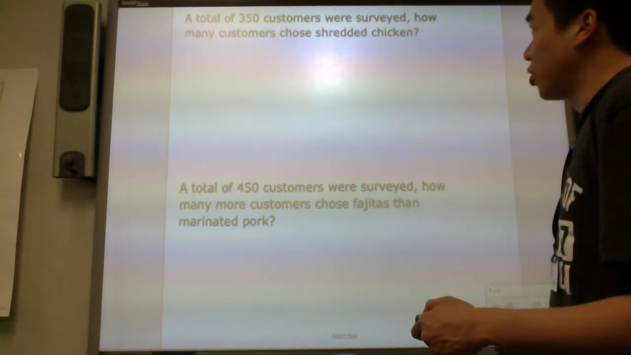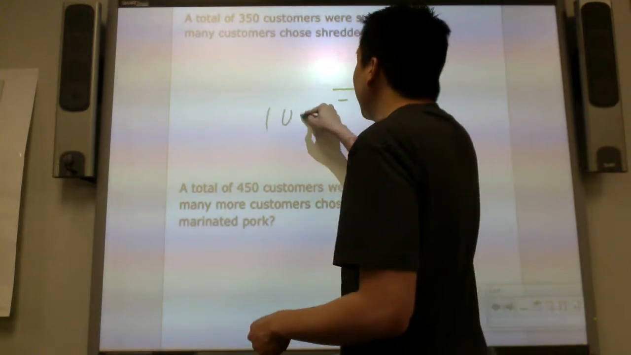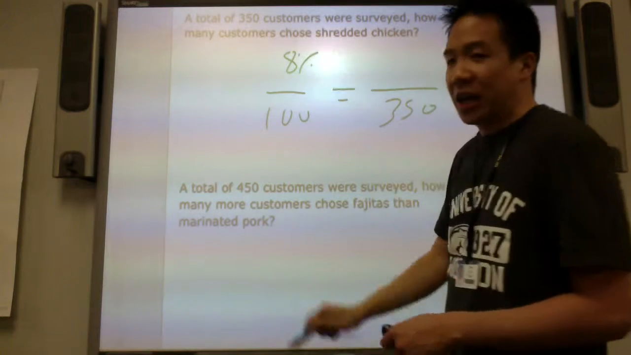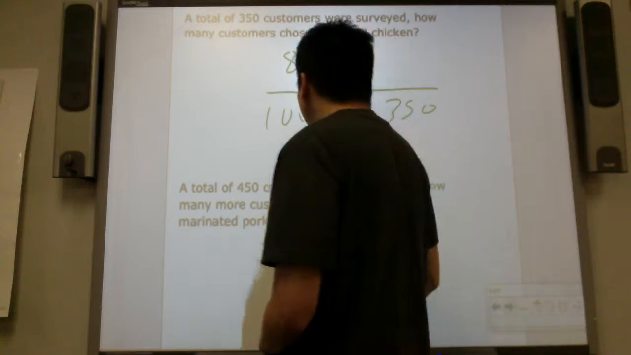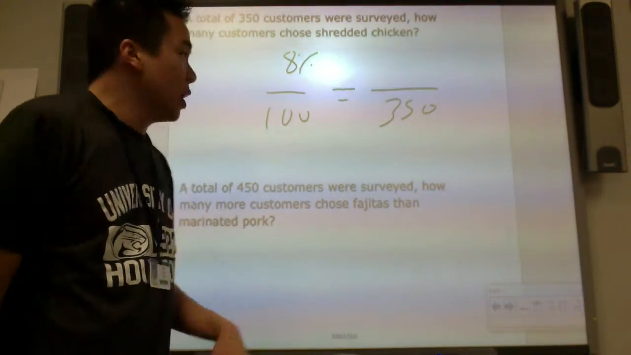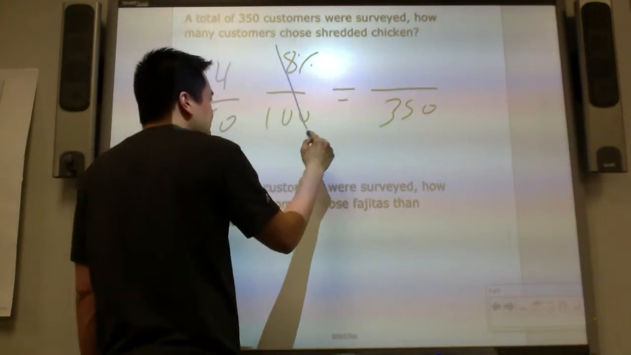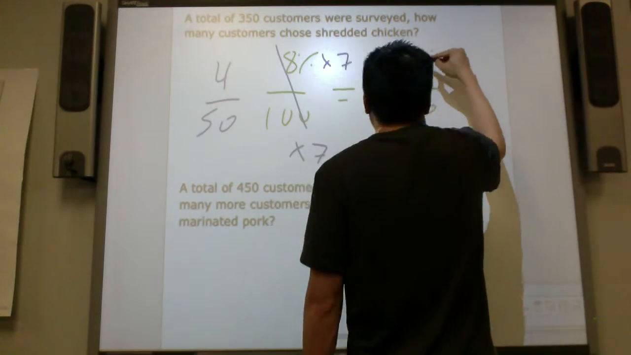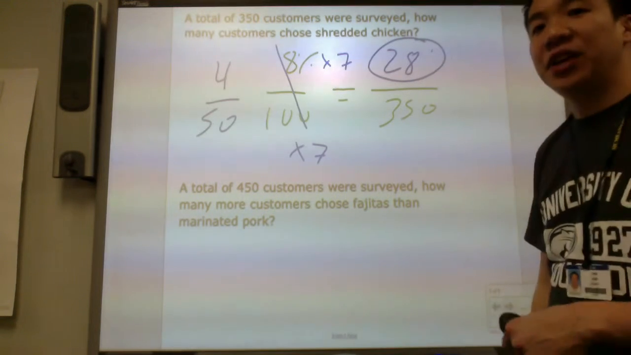In another survey, a total of 350 customers were surveyed. How many customers chose shredded chicken? 8% of the 350 chose shredded chicken. So can you build this up? I don't know how many hundreds go to 350. If you want to do the decimal, it would be times 3.5. But I'm not going to do it that way. I'm going to break this down to 50. How many groups of 50 go to 350? Times 7. 28 customers out of 350 like shredded chicken.